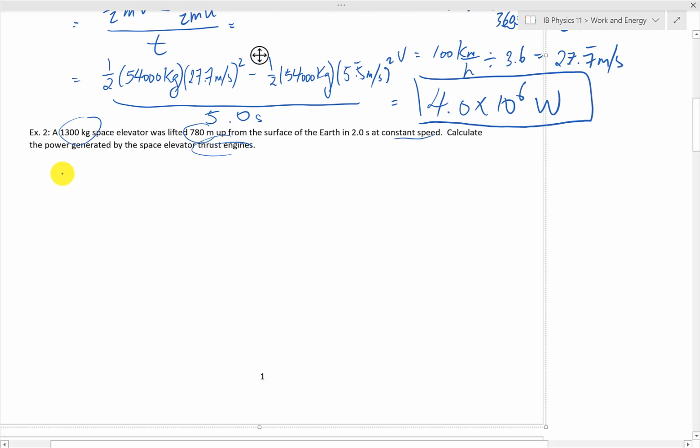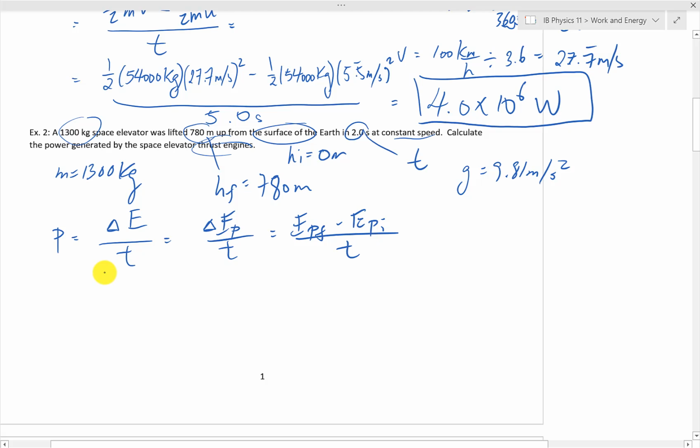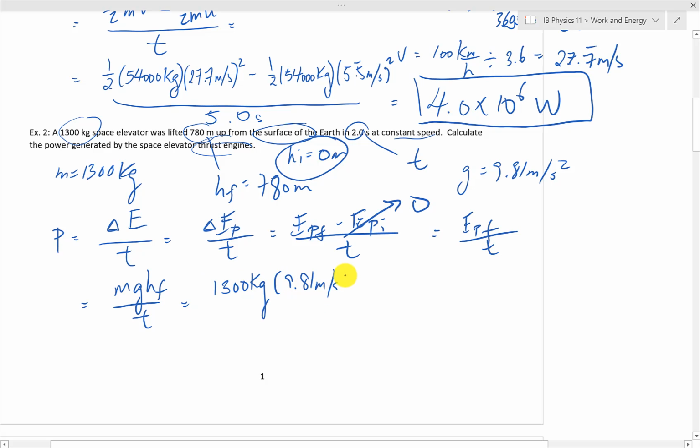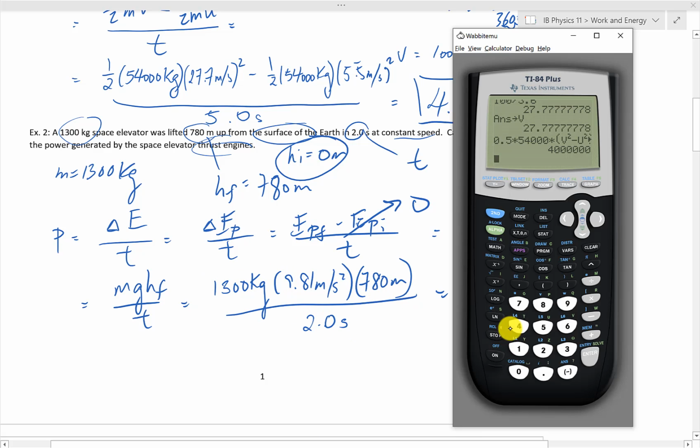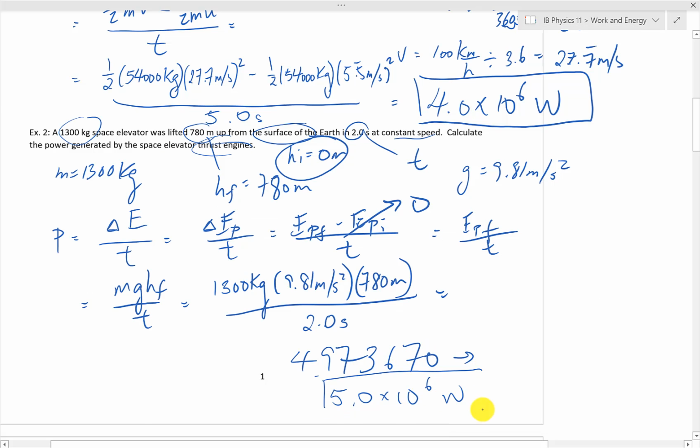First, we get the mass of our space elevator, which is 1,300 kilograms. The initial height is 0 because it's from the surface of the Earth. The final height is 780 meters, and the time is 2 seconds. For our power equation, we need the change in energy, and we only have potential energy changing here, with no kinetic energy changing because our system is going at constant speed. The initial potential energy is 0, so it's just the final potential energy, mgh, with h final 780 meters, divided by the time of 2 seconds. All of that gives us 5 million watts. Here are our solutions, and we get a total value of 5 million watts, rounded to 2 significant figures.